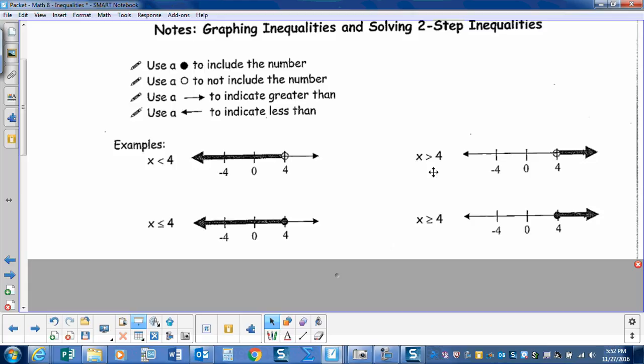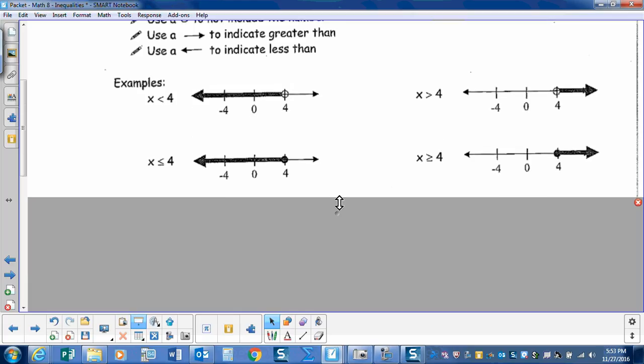Here we have x is greater than 4 and x is greater than or equal to 4. Again, the exact same graph. The only difference is the top one is not shaded in because 4 is not part of the solution set. One thing to keep in mind when we're working with inequalities as compared to equations, the number of solutions is infinite. Not just one like in an equation, we have an infinite number of solutions when we work with inequalities.